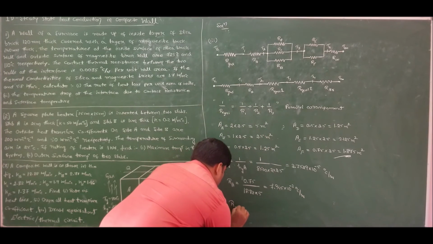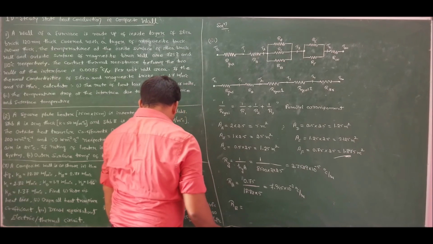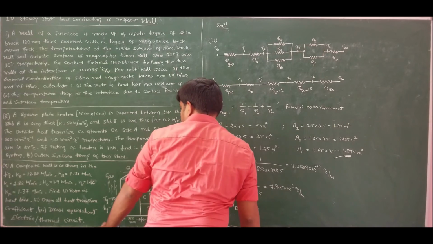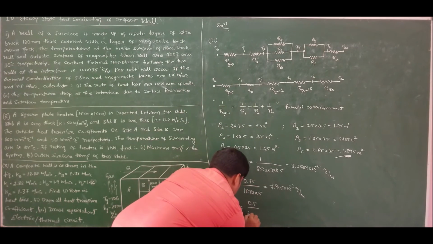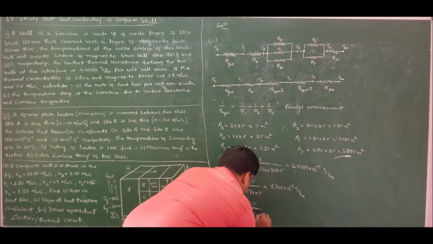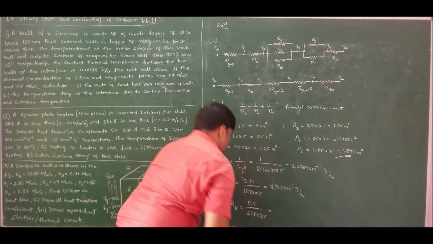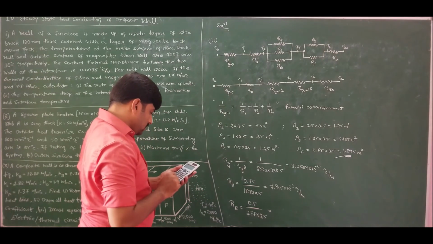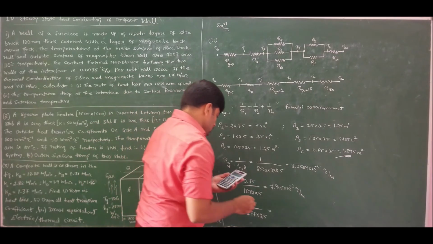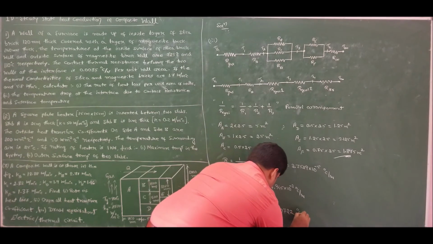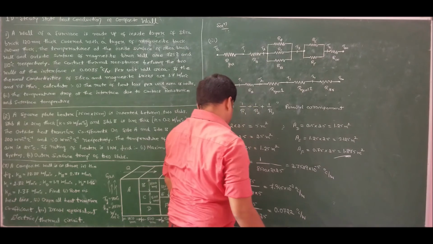Next, if I go for RB, length is 0.5, KB is 2.77 into area of B is 2.5, which is equal to 0.5 by 2.77 into 2.5, which is 0.0722 degrees Celsius per watt.